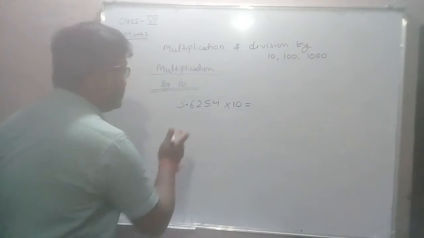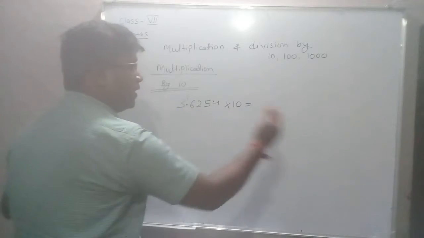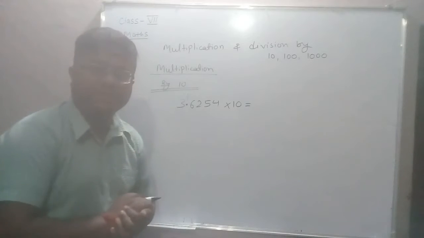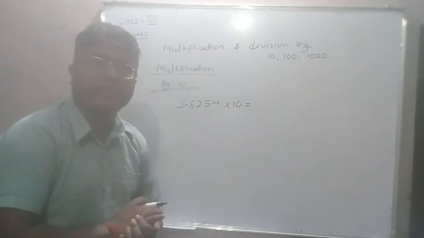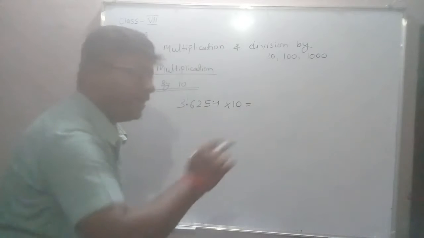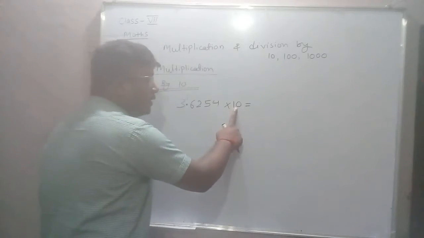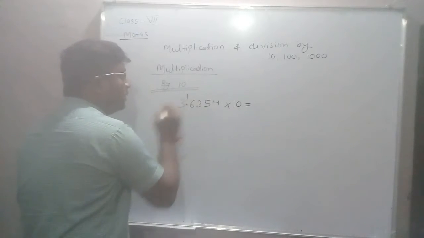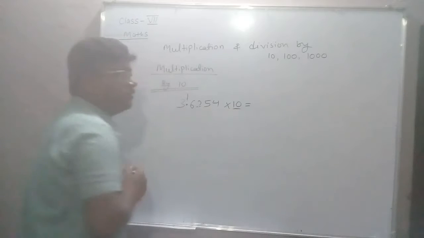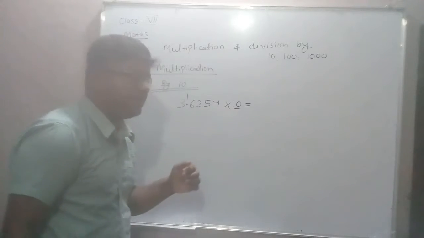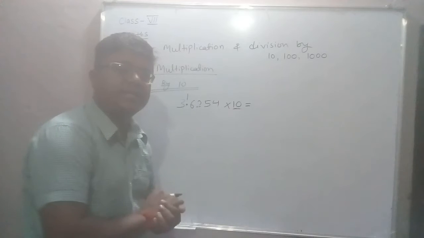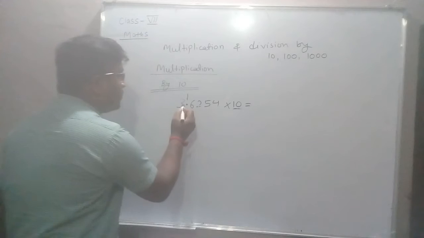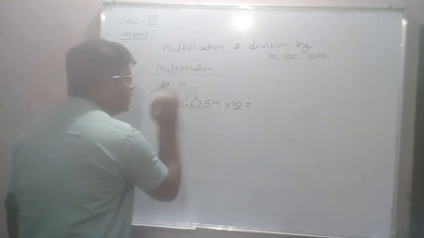So while multiplying with 10, we need to shift the decimal. We can shift the decimal towards right or towards left, but where do we need to shift? While multiplying, we need to shift the decimal towards right. How many digits? Here it is 10, so we shift the decimal towards right one digit, one place.